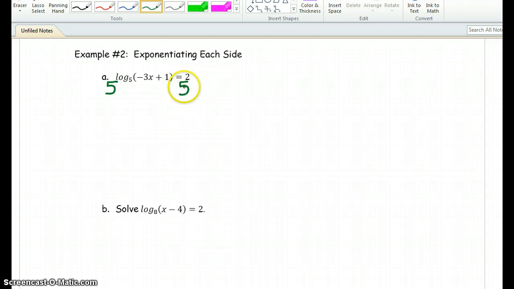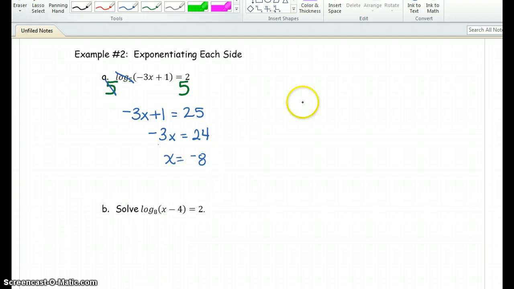Now, this becomes a 5 squared. So these values all become exponents. So a base 5 and a log base 5 cancel each other out, and you're left with negative 3x plus 1 equals, and we know 5 squared is 25. Once again, it becomes an algebra equation. So subtract 1, we get negative 3x equals 24. And divided by negative 3, x equals negative 8. Now, I'm not going to box that. I want to make sure it works first before we continue.